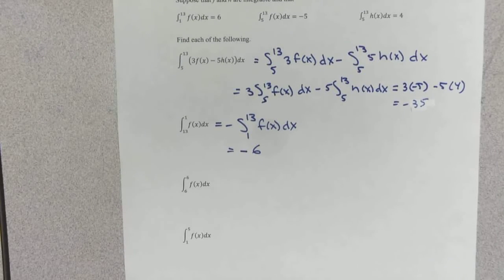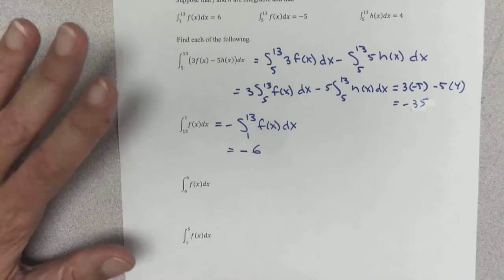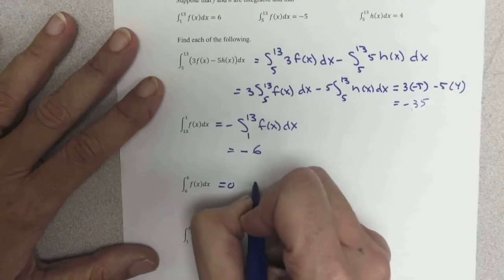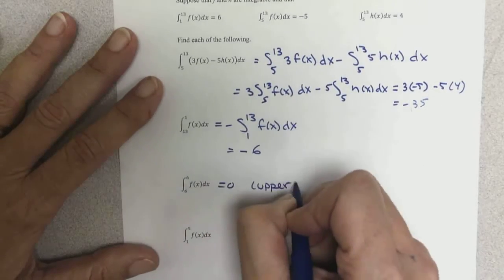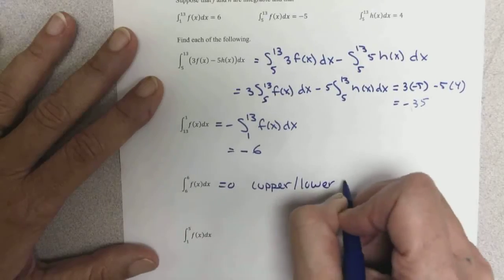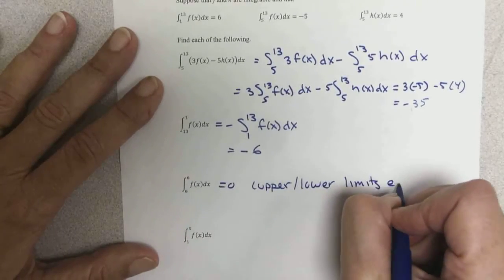Okay, the next one. 6 to 6. Upper and lower limits are the same, so this is automatically 0. Upper, lower limits equal.